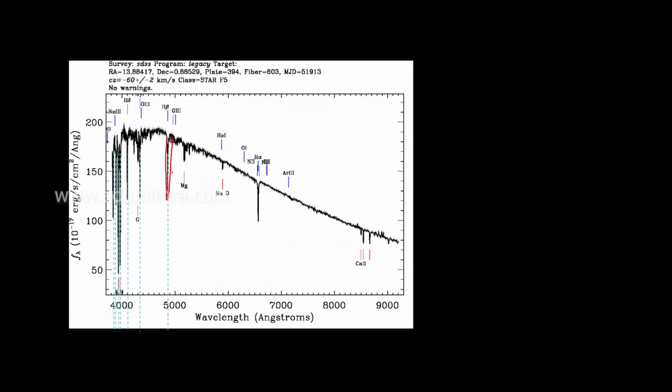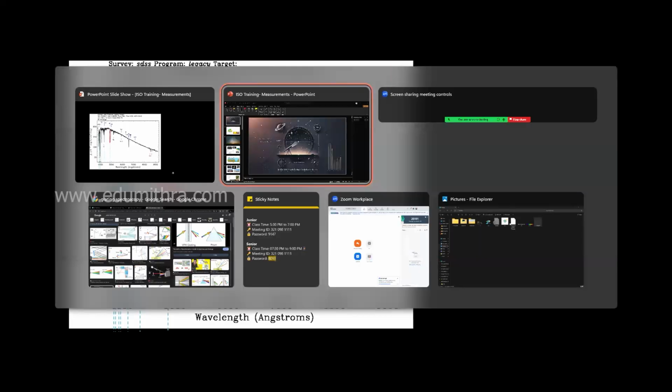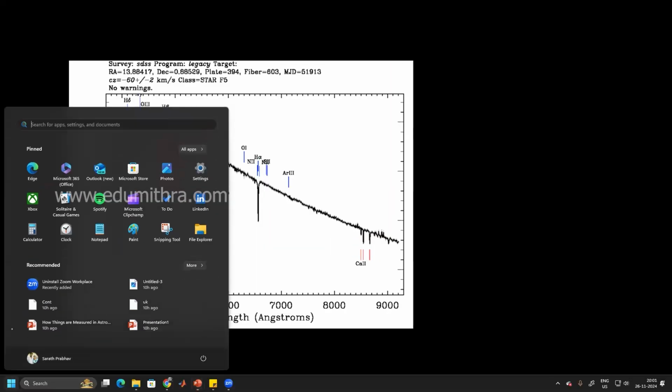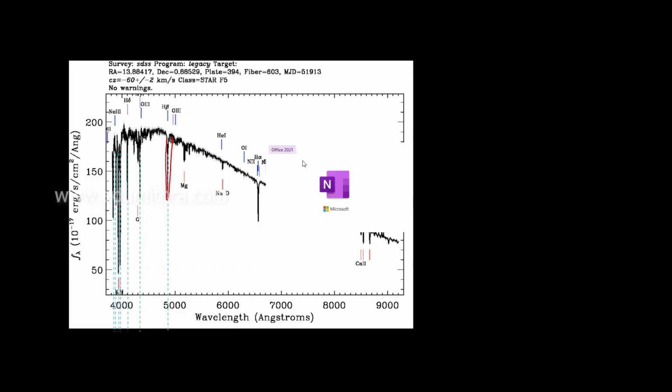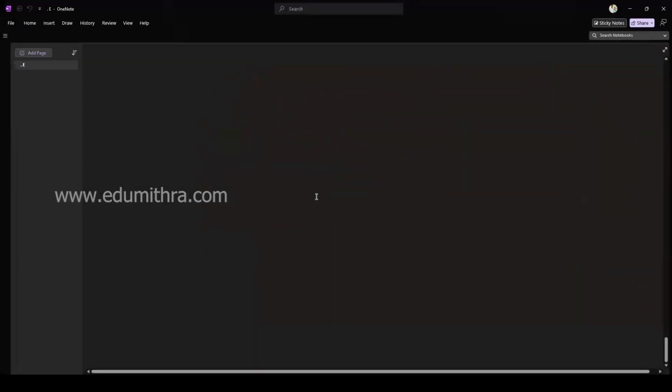Okay, so now let's see why this is happening. What is the reason behind this spectrum? Why is this spectrum happening? Let's check what is the reason behind that.